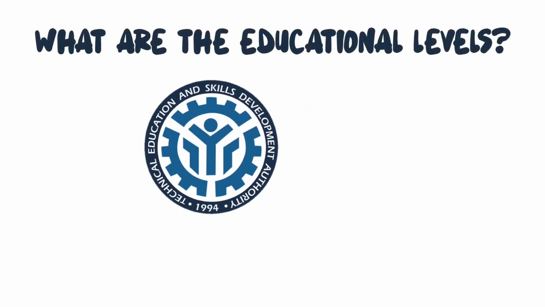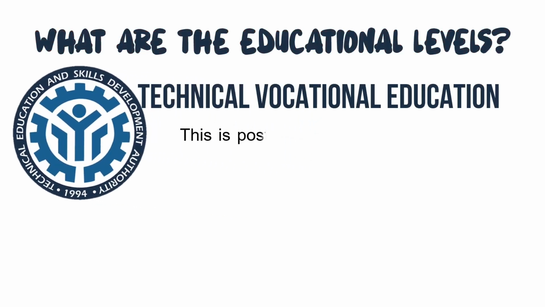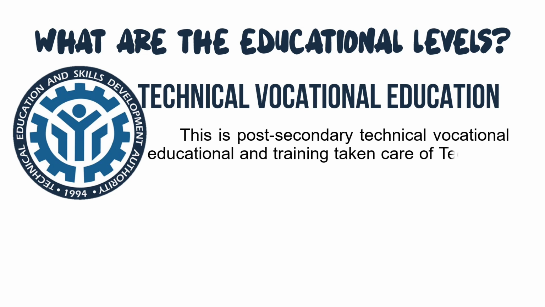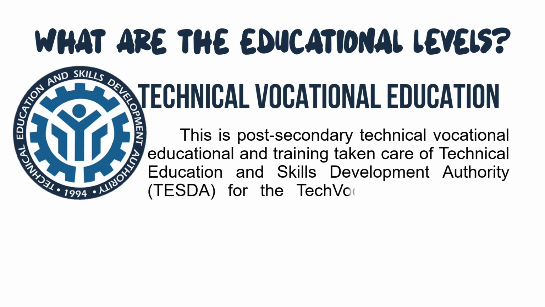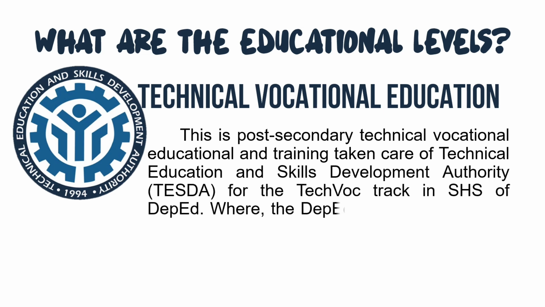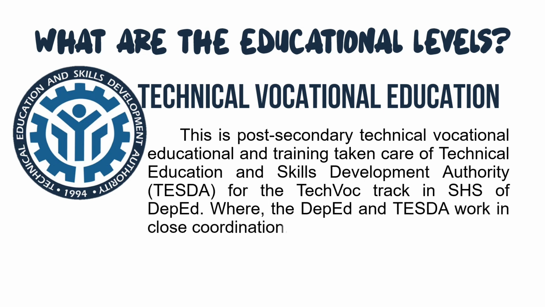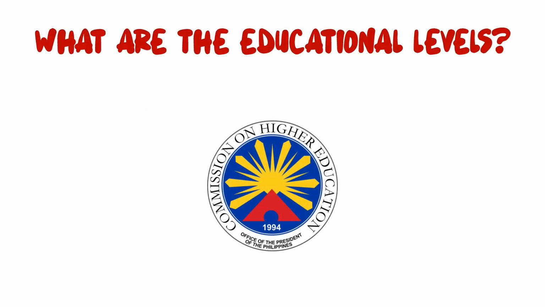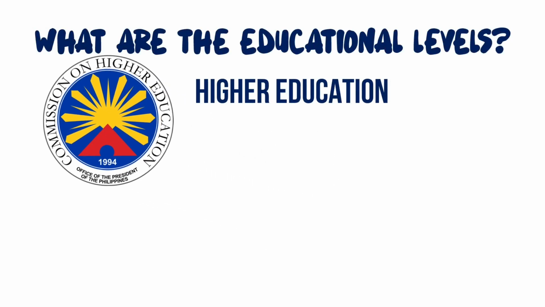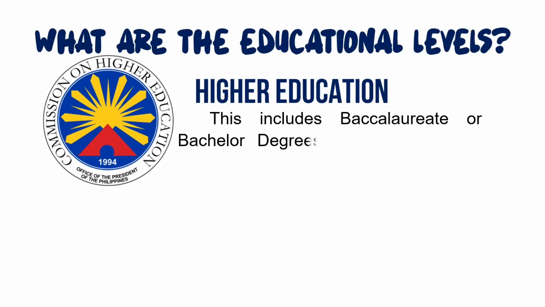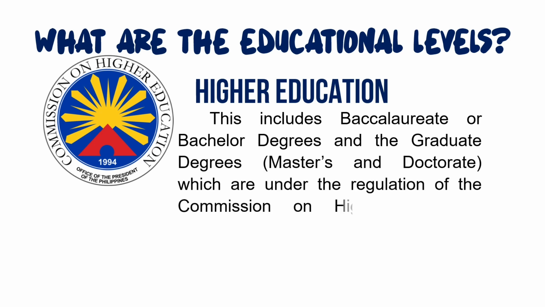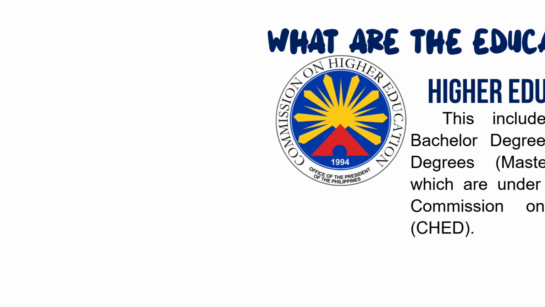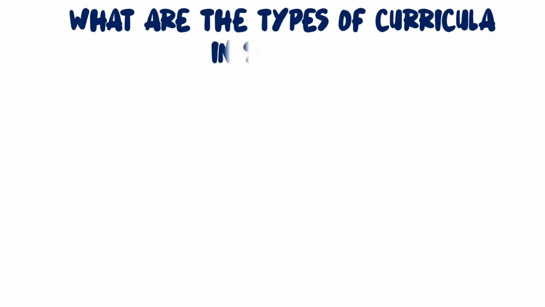Second, we have the technical vocational education. These are post-secondary technical vocational education and training taken care of by the Technical Education and Skills Development Authority or TESDA, for the TechVoc track in senior high school of DepEd, where the DepEd and TESDA work in close coordination. Lastly, we have the higher education. This includes baccalaureate or bachelor's degree and graduate degrees, master's and doctorate, which are under the regulation of the Commission on Higher Education.